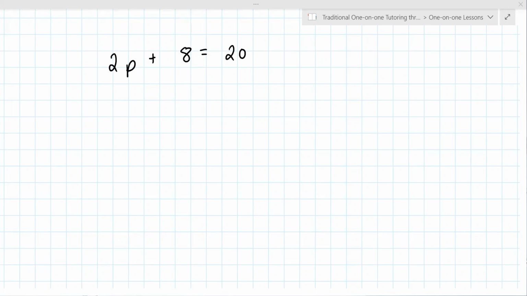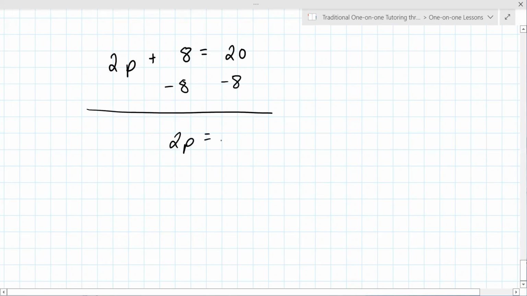Six. Yeah, the answer is 6. You subtract 8 from both sides. 2p equals 12, and divide both sides by 2. So p equals 6. All right.